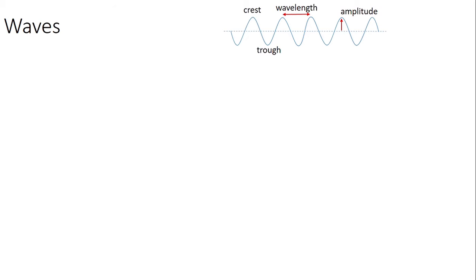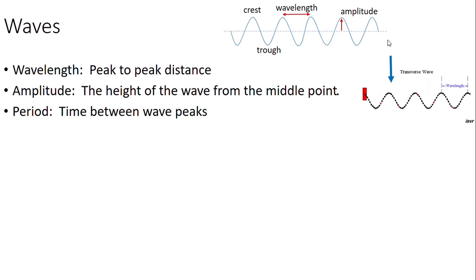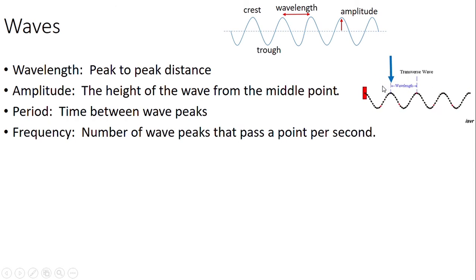Before getting to the two postulates, I should say a few things about waves. The wavelength of a wave is the distance from peak to peak or trough to trough. The amplitude of the wave is the height of a wave from its middle point. The period of the wave is the time it takes for successive crests to pass a certain point, and the frequency of the wave is the number of crests that pass a point per second.